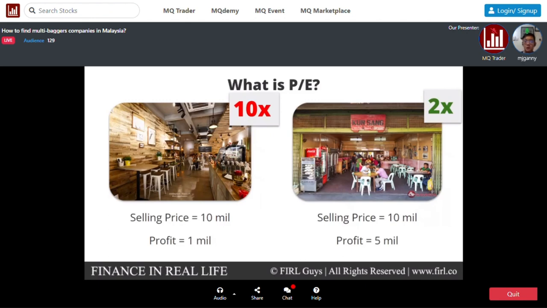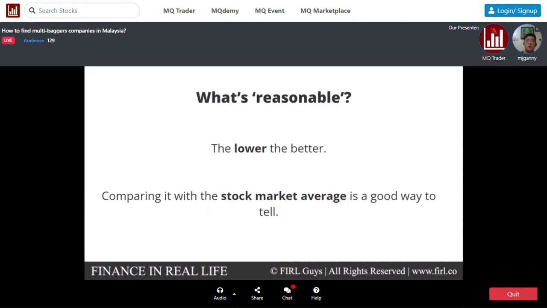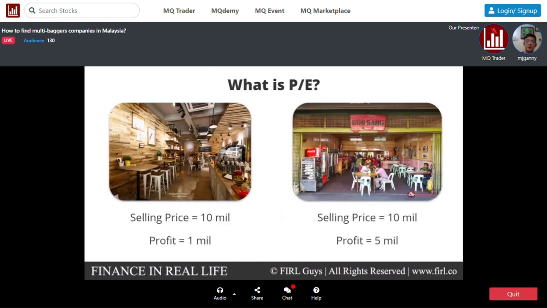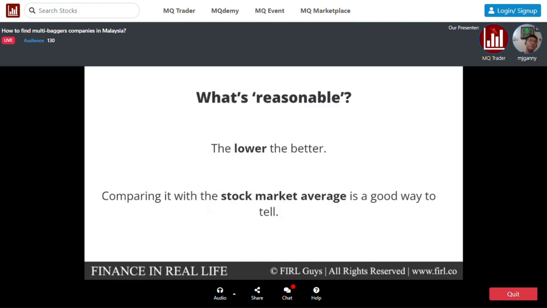Now the question is, what is reasonable? This is probably the least concrete of the criteria. I unfortunately cannot give you super specific numbers, but essentially, all else being equal, the lower the better. You can compare it with the stock market average to give you a sense of what it's like. You can compare it to peers, that also gives you a sense, just like this coffee shop and the Kopitiam.